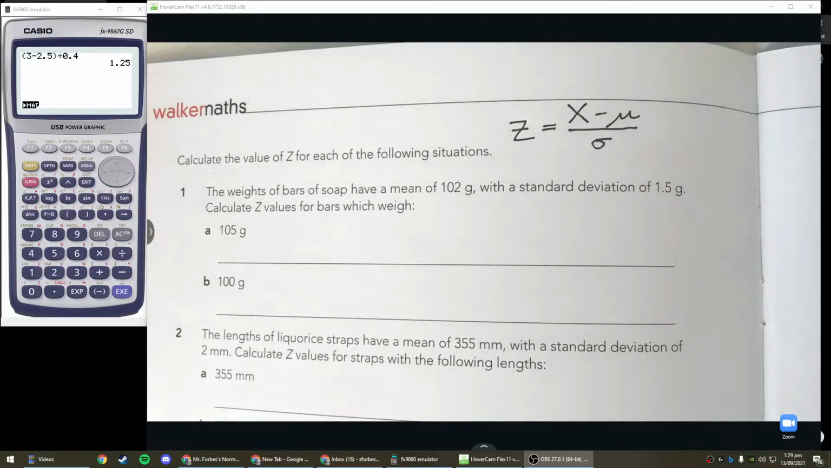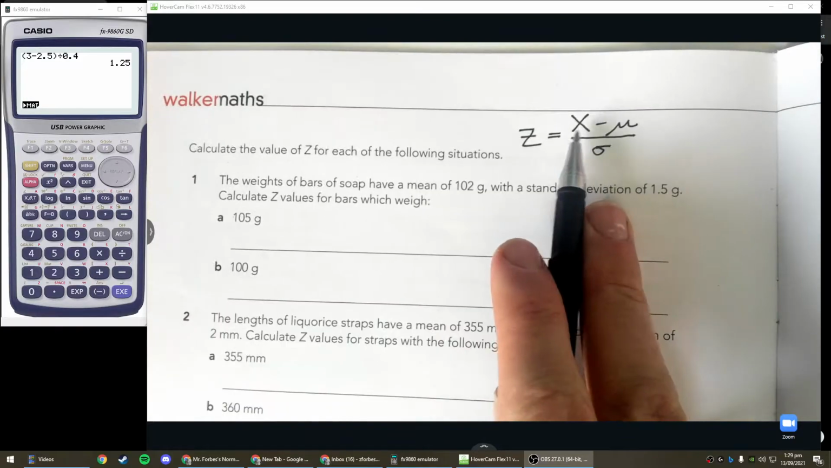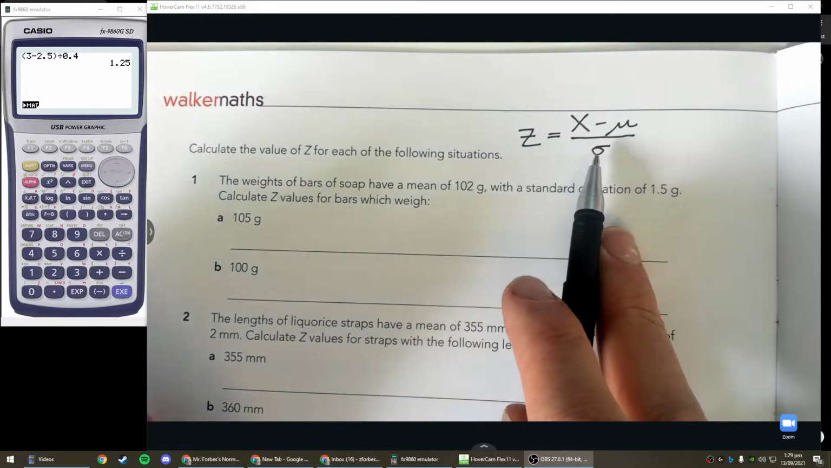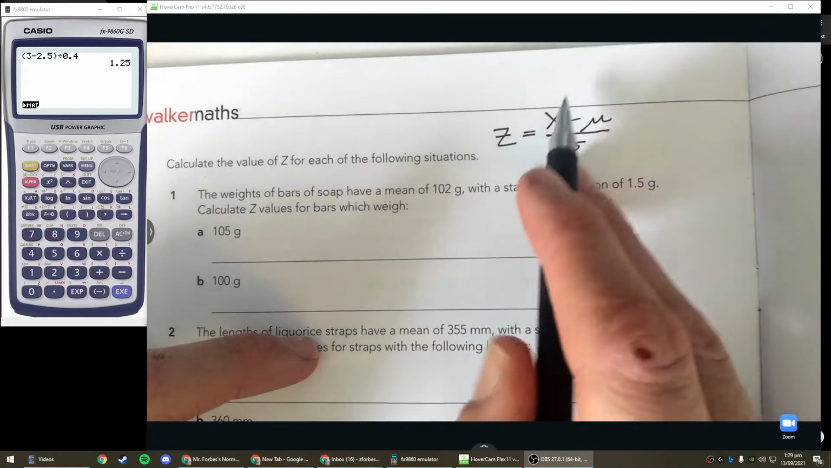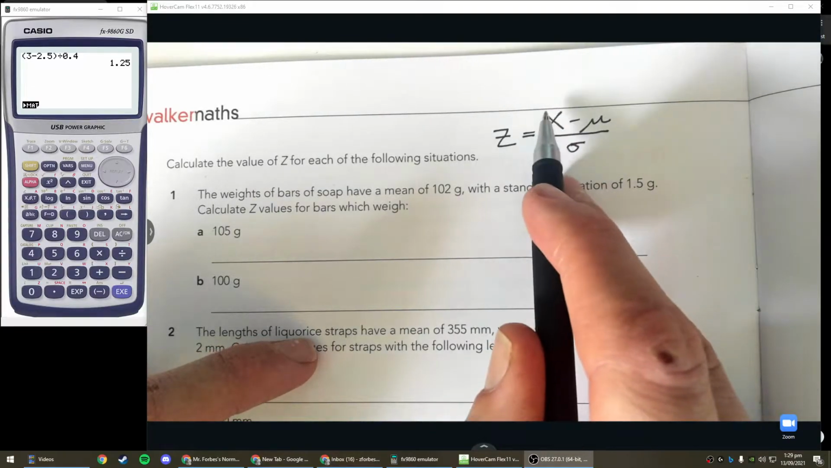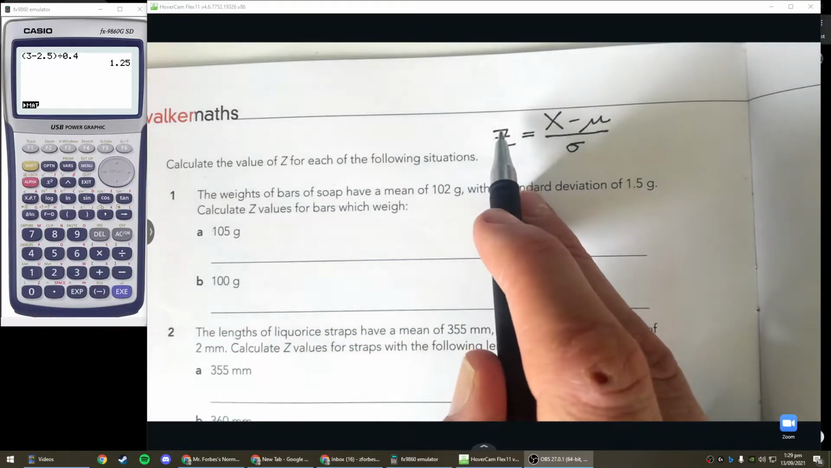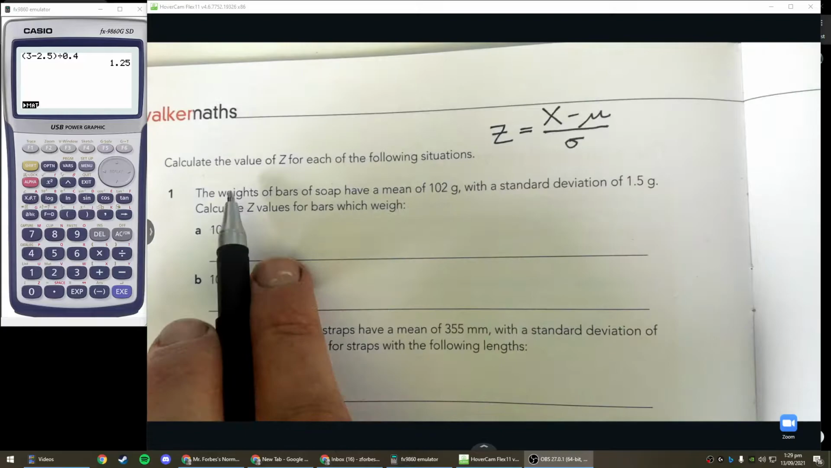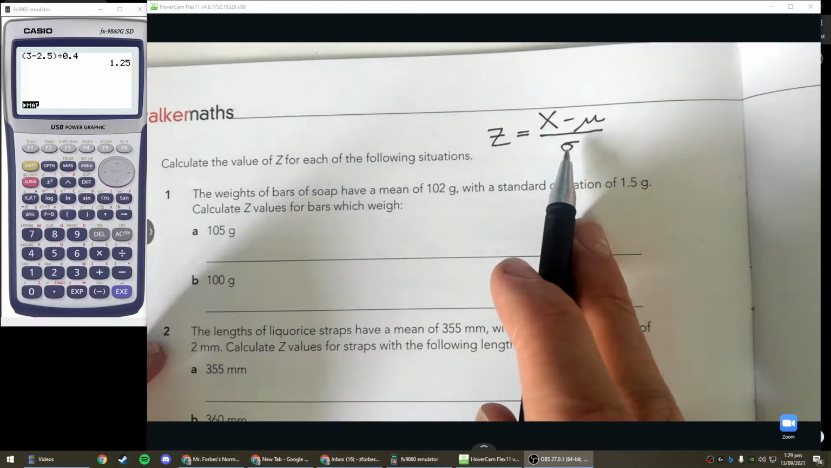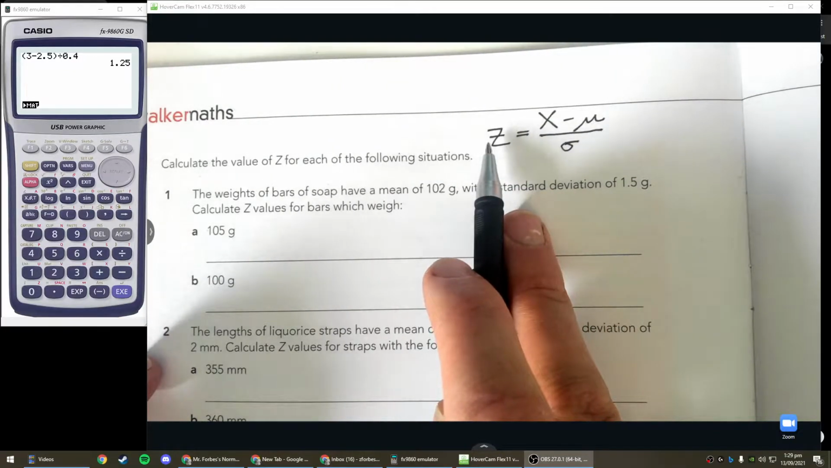Okay guys, this is a full walkthrough of page 18. So we've got this formula, z equals x minus mu, which is the mean, over sigma, which is the standard deviation. The idea of this formula is it can take us from a random variable x and standardize it to the standard normal distribution z. Okay, so let's have a go. All we are going to need to be able to do this is a mean and a standard deviation and an x value that we want to transform into a z value.